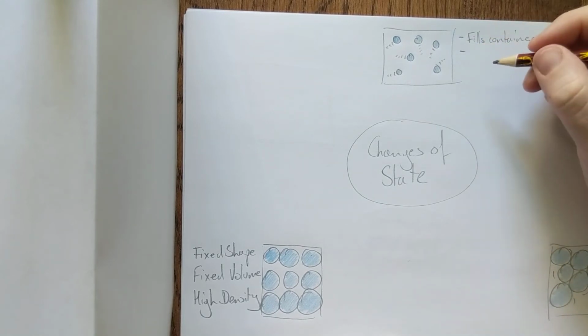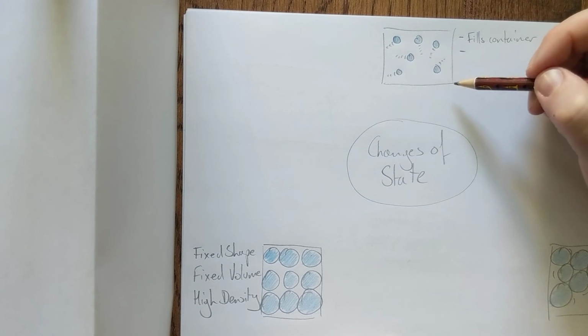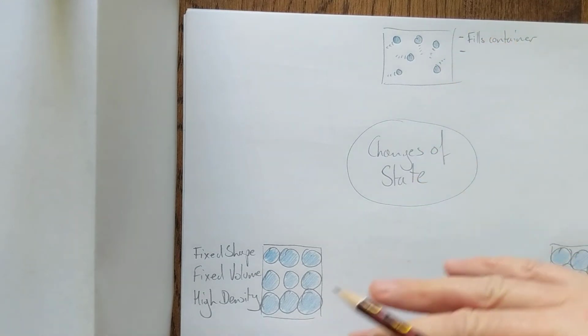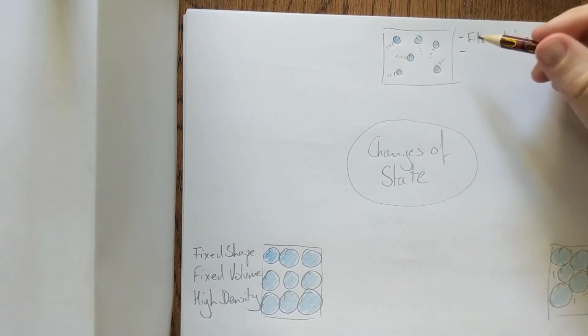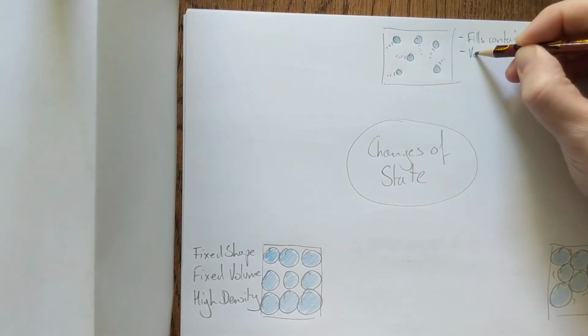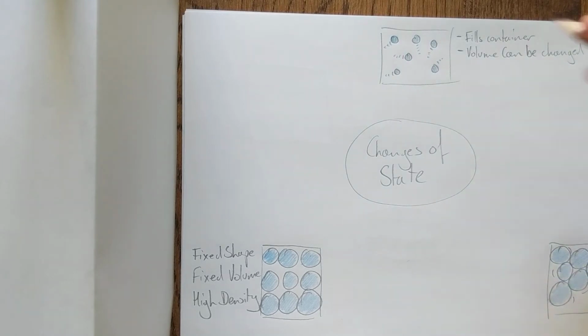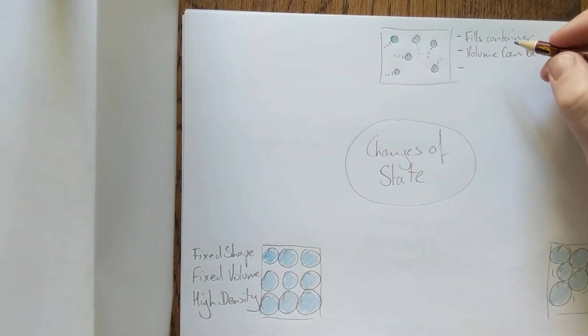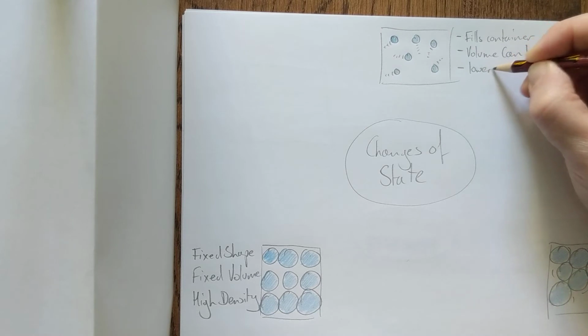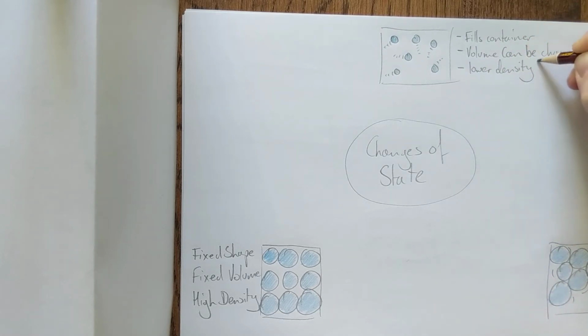Okay, because all those particles are whizzing about so quickly that they will be bouncing off not just the bottom and the sides, but also the top, so that will fill the container up. Okay, the volume can be changed. You can compress a gas. Okay, as I'm sure you're aware, you can squash it, squeeze it in. I'm just going to move my laptop out of the way a little bit. And it has a lower density than its solid and liquid forms. Okay.